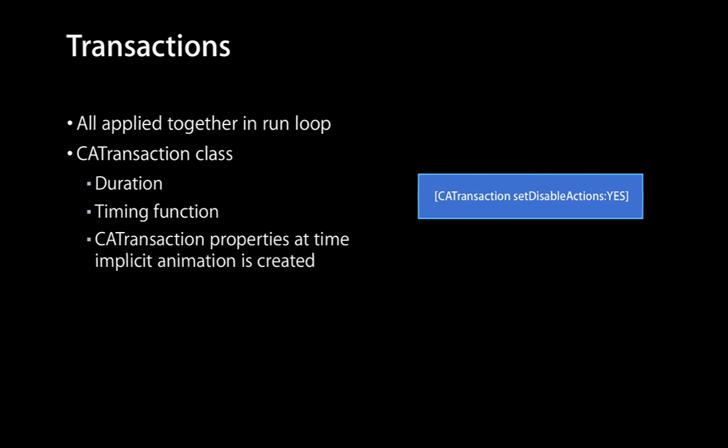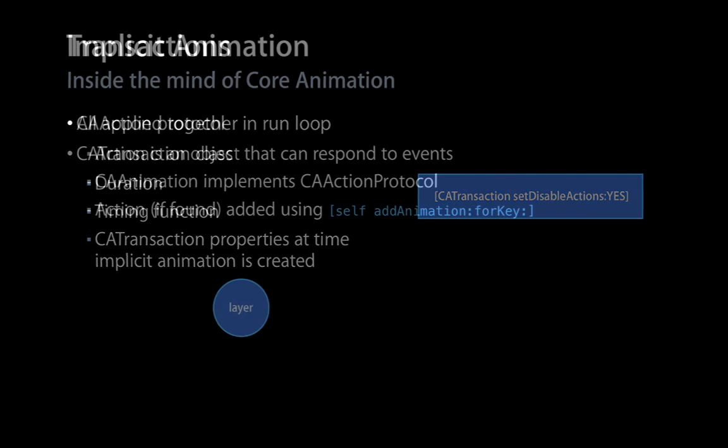And a little gotcha, or it's got me anyway, is there's also a method called disableActions. And that's not a verb. That will just tell you what the current value of that property is. So just remember, you have to say set disable to yes or no. Now, when you set that, it only applies for the next run loop. So if you want to have that in effect all the time, you have to call it again when you do it again.